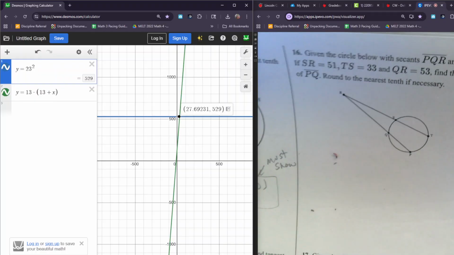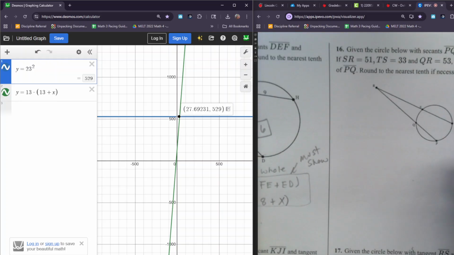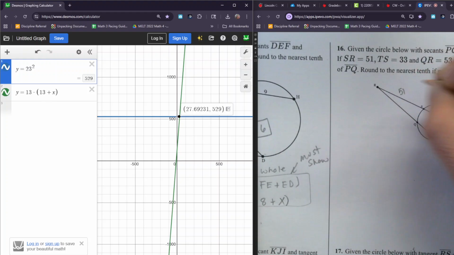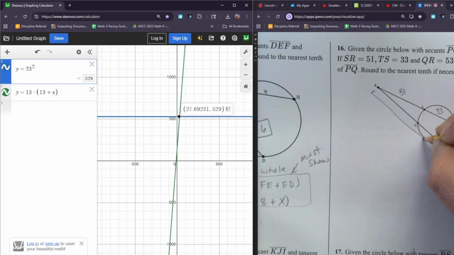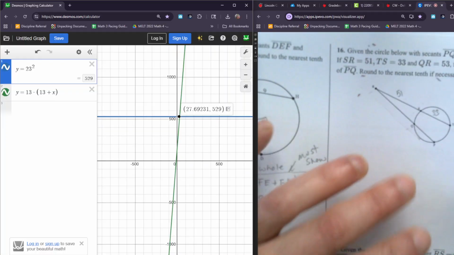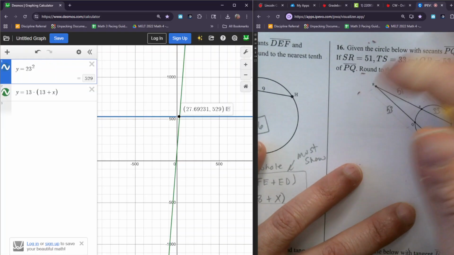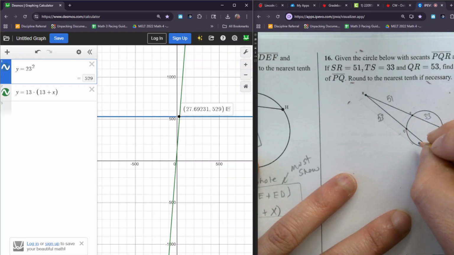All right. It says, given the circle with secants PQR and TSR, SR is 51. So we know this is 51. TS is 33. QR is 53. Okay, I thought this would be the whole thing. QR is 53. You're trying to find the measurement of PQ, which is this little piece here.